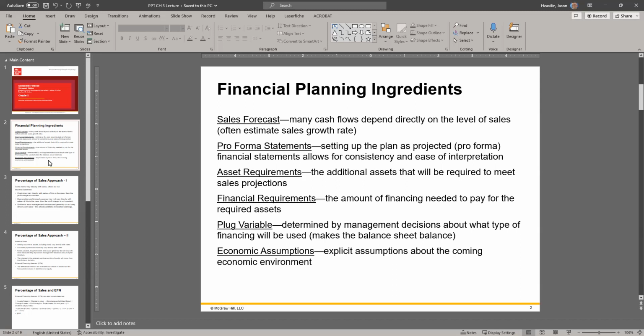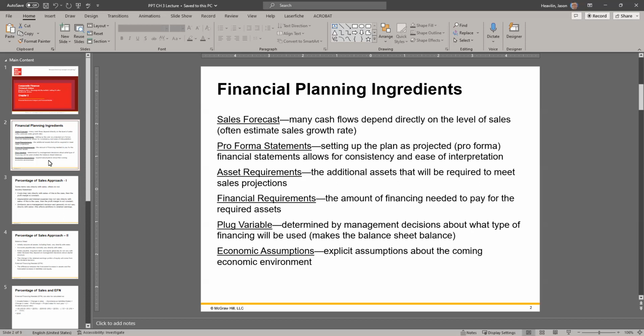Asset requirements. Well, if your sales are predicted to go up and they're going to be sustainable, then you may need to expand your assets. If you're a manufacturing company, the more products you sell, the more you have to produce, meaning that you may have to expand your inventory or expand your machinery and so forth. Also, the opposite is true. If your sales forecast is a decrease, then you might want to think about contracting your assets.